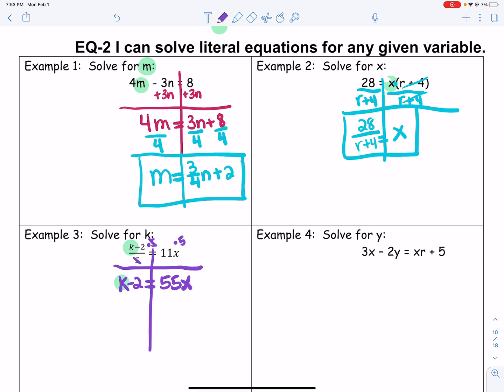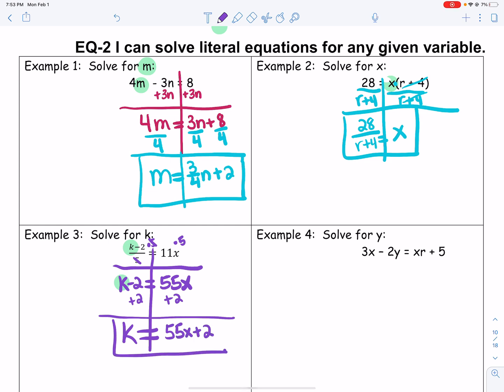That's what I want to try to get by itself, so I'm going to move the 2. Now this is the part that kids are going to mess up on: you're moving the 2, but it's 55x plus 2. The like terms, you would just write 55x plus 2. You can't combine them because they both don't have x's.